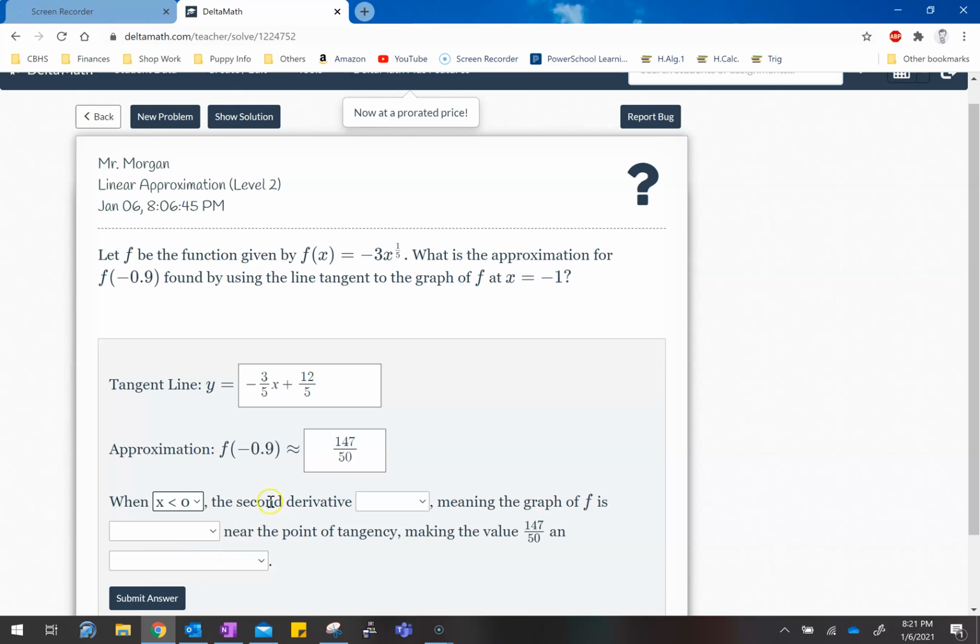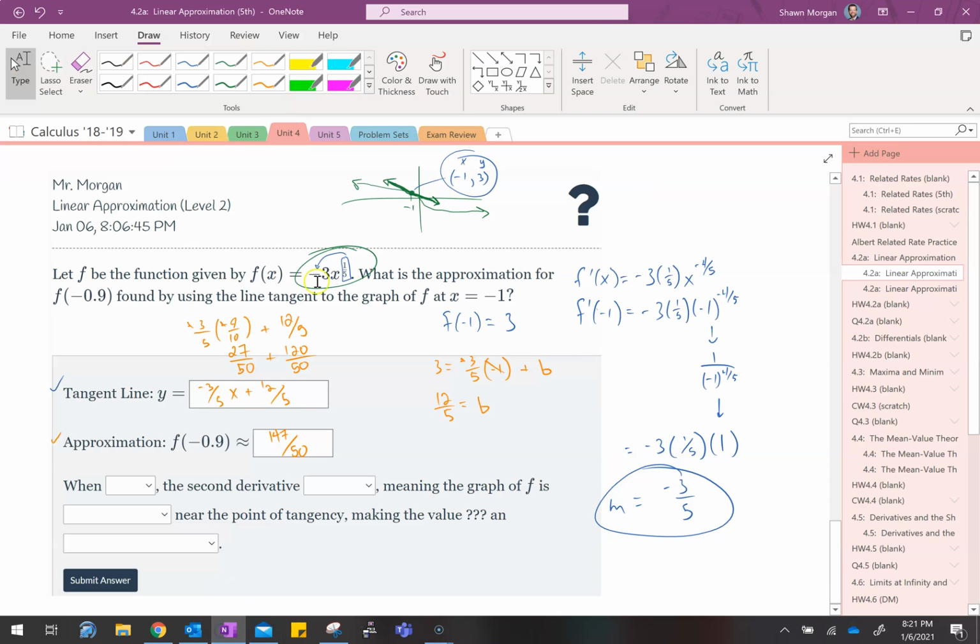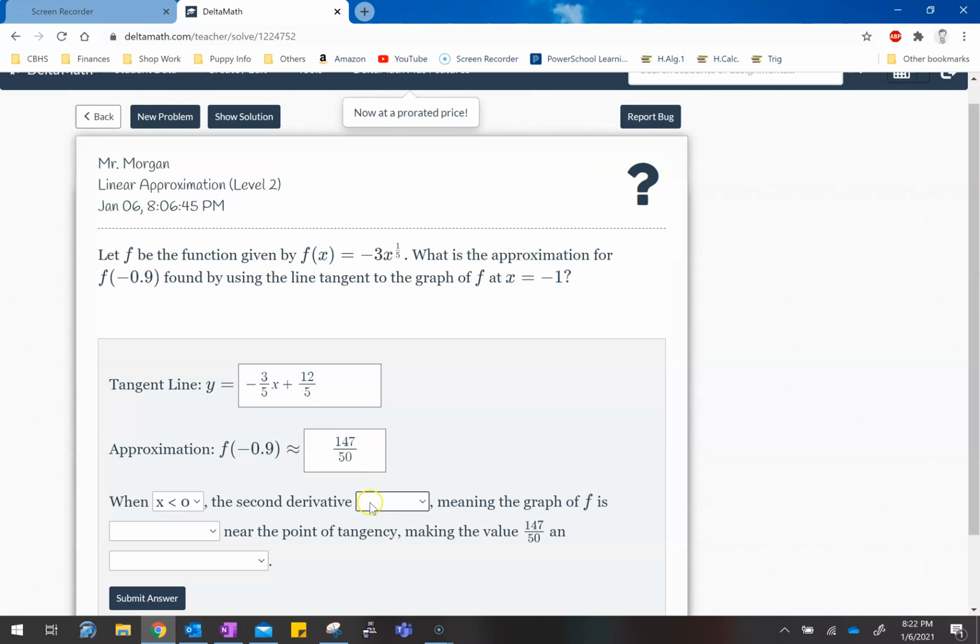So when x is less than 0, the second derivative is, and we just want to give the sign, whether the second derivative is positive or negative. We can kind of reverse engineer this, because if we look at the curve that we sketched out, that function right there is concave down. So I know the second derivative is going to be negative. And if the function's concave up, then the second derivative is going to be positive. But here we've got it being concave down near the point of tangency, making that value a little bit of an over approximation.